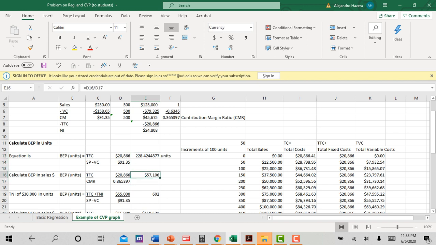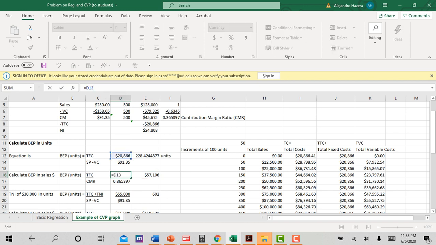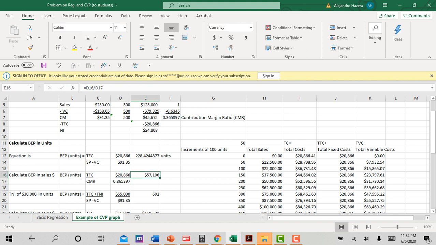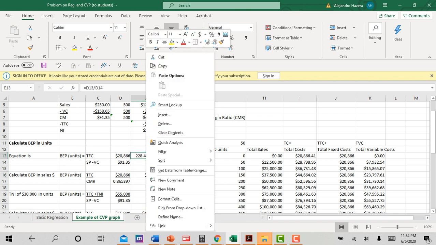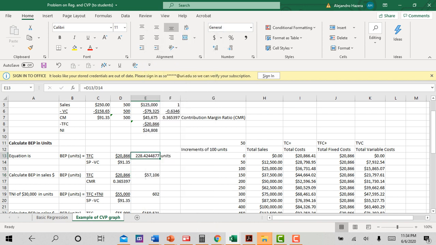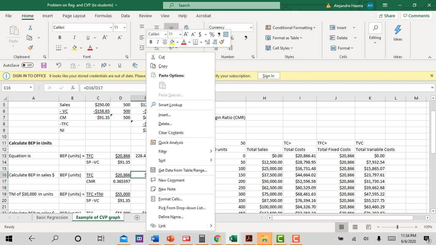Okay, and then your break-even point in sales dollars, you'll be able to see, you just take the total fixed cost and divide by your contribution margin ratio, which is that number right there. Okay. And so 57,106 is your break-even point in dollars. And you could just take your break-even point in units times your sales price, and you'll get approximately that number. So that's in dollars.